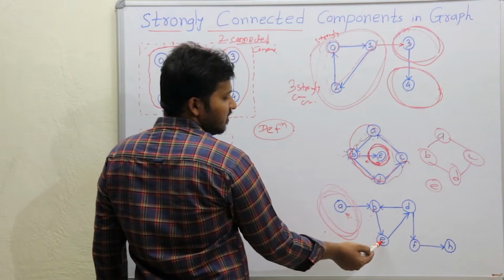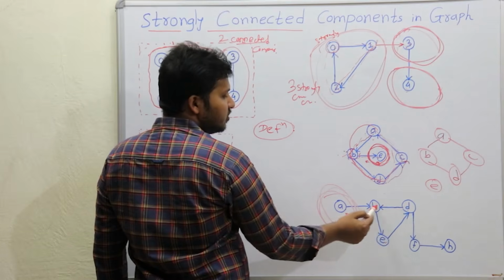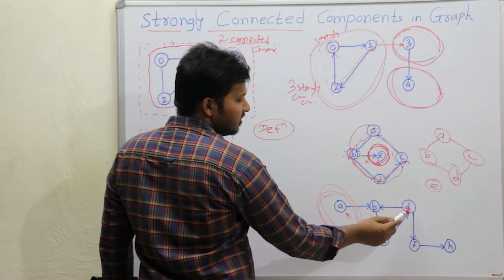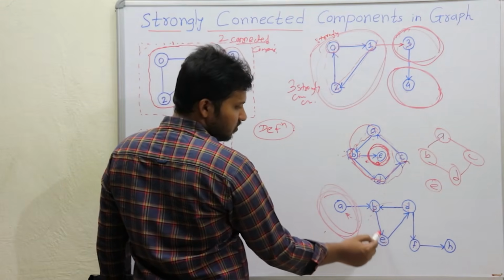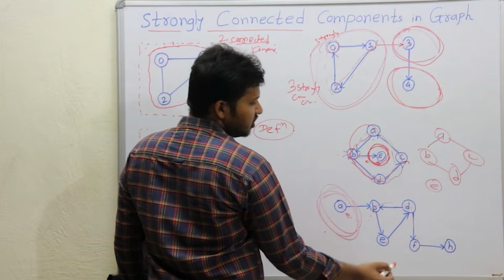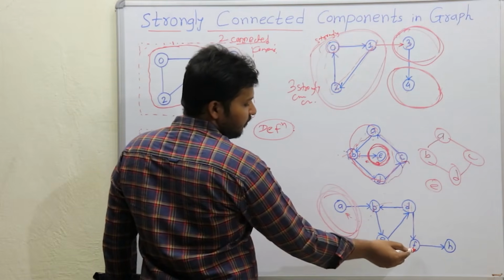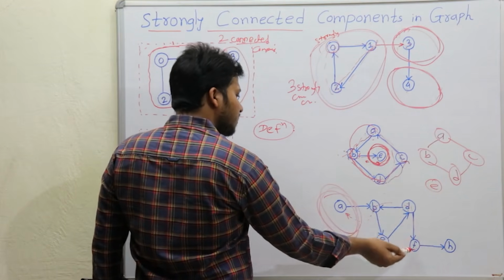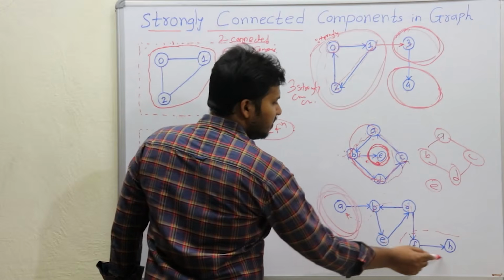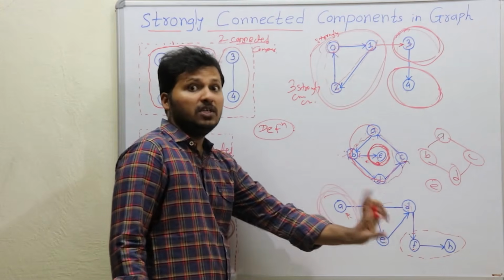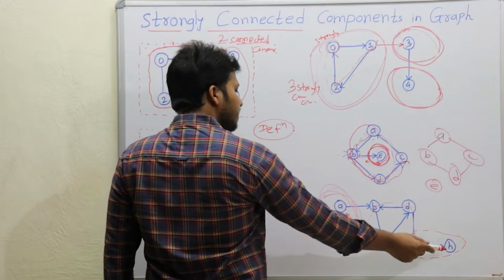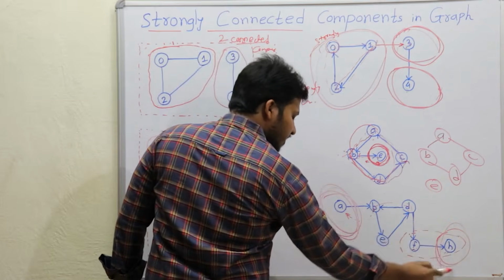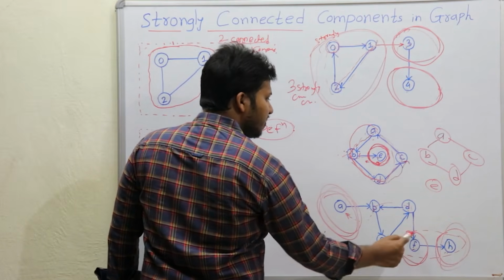Then E can reach D, E can reach B, E can reach F, H, right? Then D can reach B, D can reach E through this path, D can reach F, H, right? Okay. Then F can reach H, but F cannot reach D, right? So FH may be a separate component. But again H cannot reach F. So H becomes a separate component and F becomes a separate component.